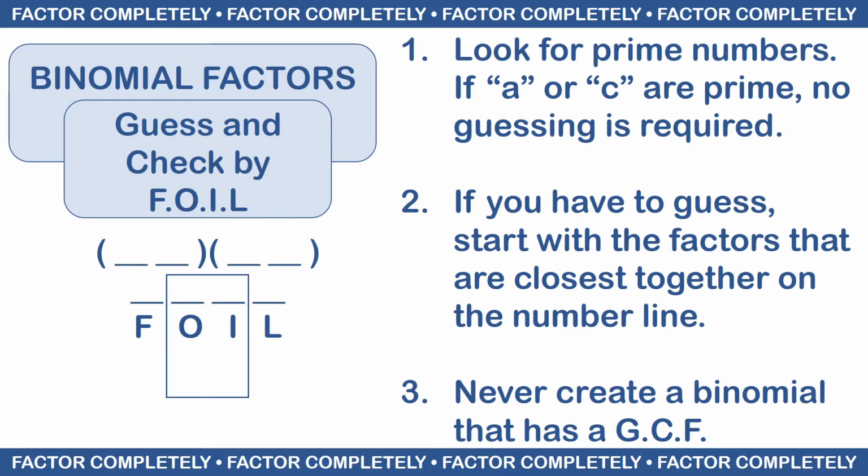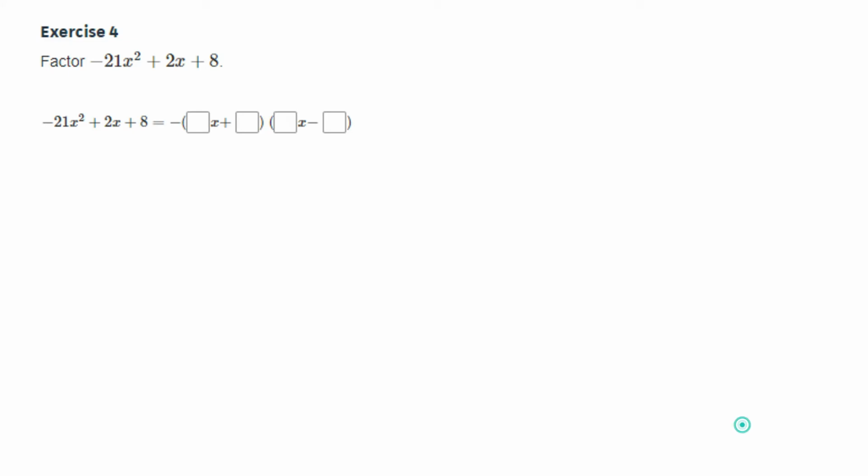The first problem that we're going to look at is a problem where it's not easy to factor. You just have to look and see if there's a way to find numbers that multiply to your first term and numbers that multiply to your last term. So what we're looking at right now, number 1, if there's some prime numbers, that makes it easier because they only have 2 factors. If we're going to have to guess on a number, let's guess with the factors that are closer together on the number line. And let's make sure that we don't put 2 things into the same binomial that have the greatest common factor.